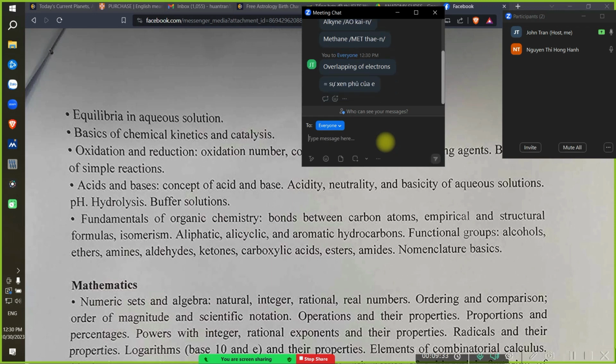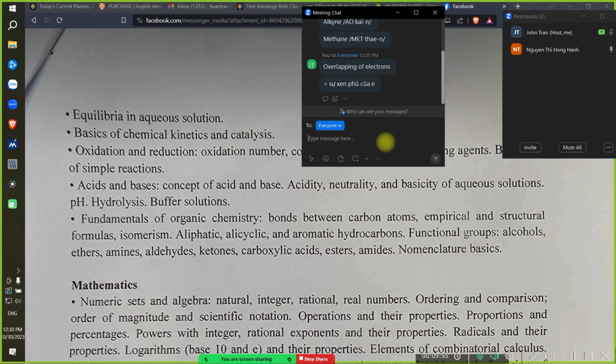Okay, so basically it's not a real bond, it's just an overlapping of electrons, and it causes the double bond and triple bond to shorten, to get shorter. And what is the result of that? If it gets shorter, then what?